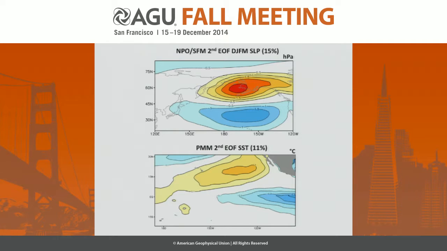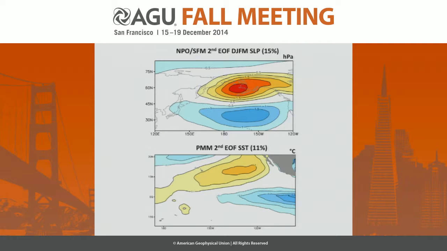First I'm going to define an index for each one. For the seasonal footprinting mechanism, I'm going to use the NPO. That's the second EOF of winter sea level pressure in the North Pacific. So this is the characteristic dipole. And I'm just going to use the PC time series associated with this pattern to represent the SFM.